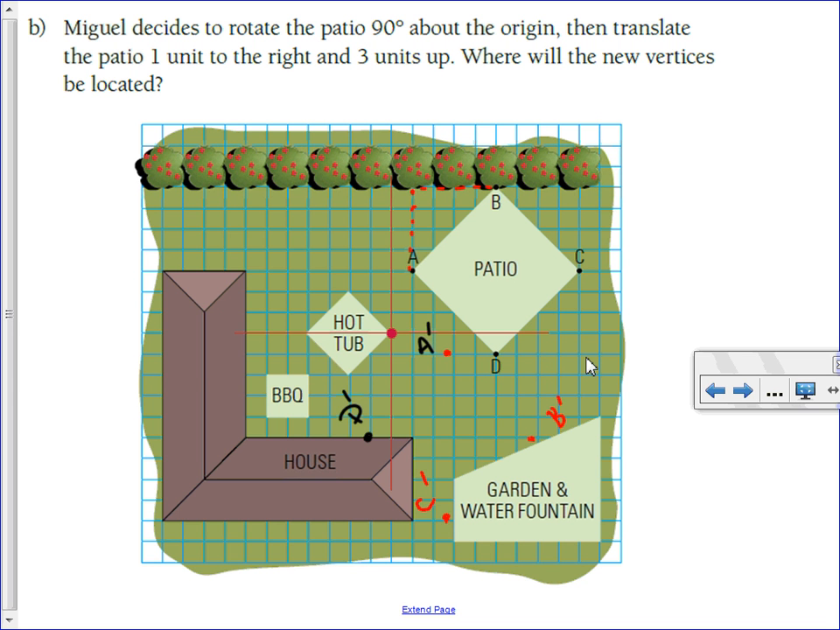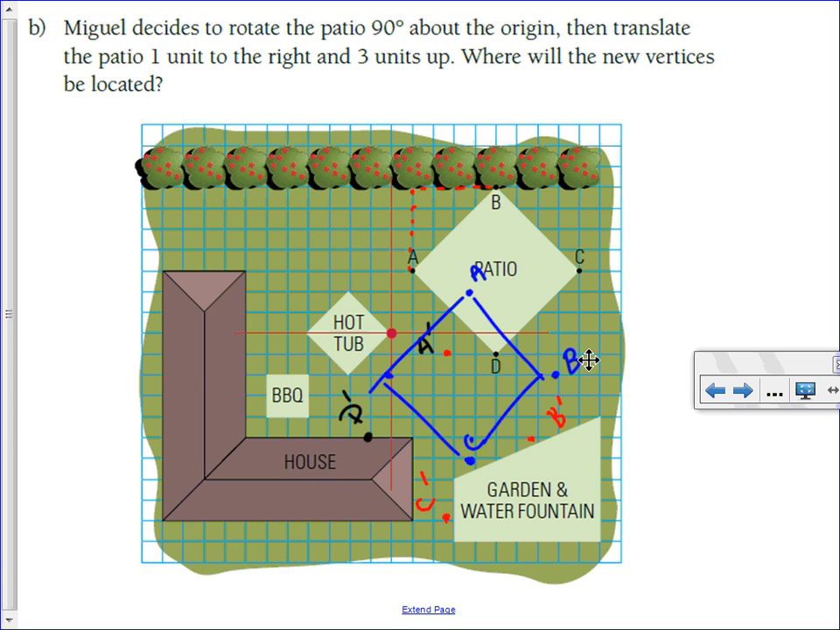We are looking for now taking these points and moving them 3 up and 1 to the right. So I'm going to go 3 up, 1, 2, 3, and then 1 to the right. So that's where the new point A will be. And you can see this is more reasonable for an actual patio to be, not by your house or by the garden here. For C, 3 over and 1, so it'll be right here. And then D, 1, 2, 3, and over 1 there. So your new patio would be approximately there.